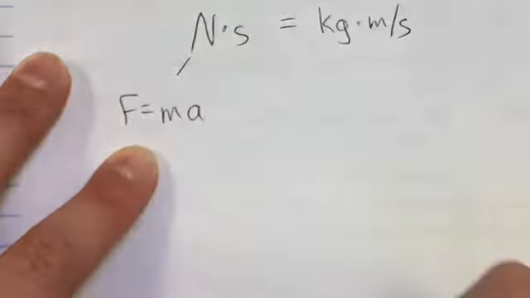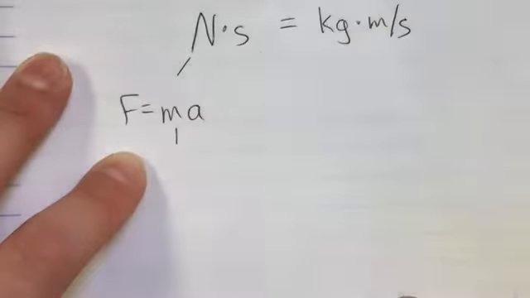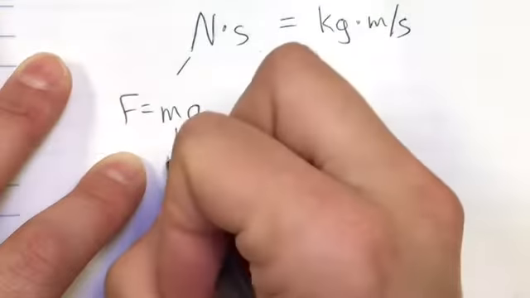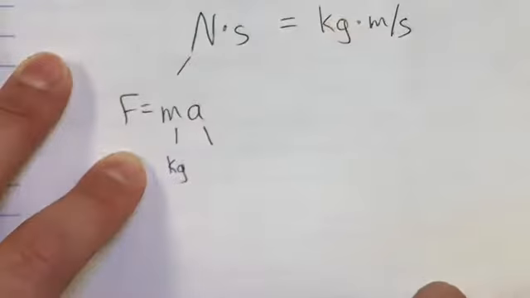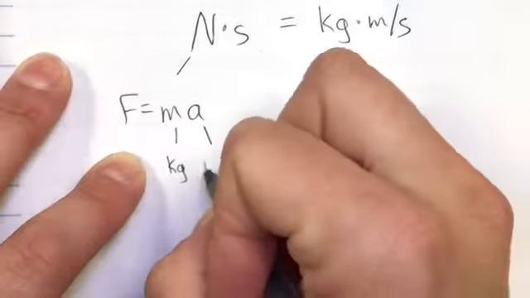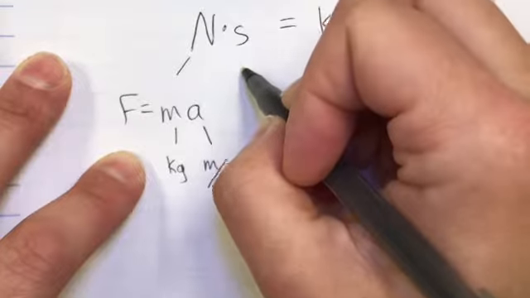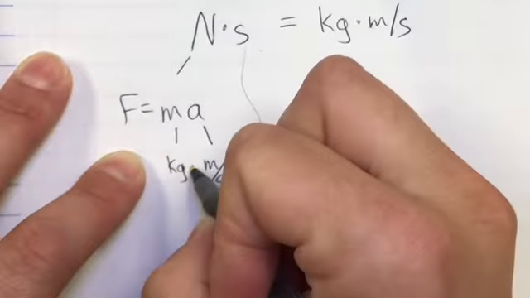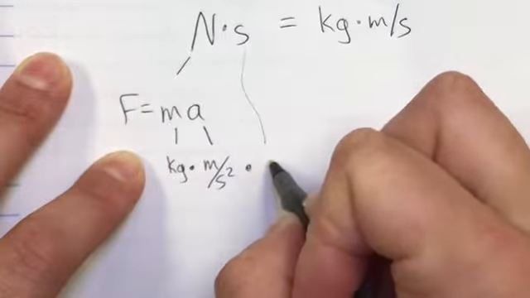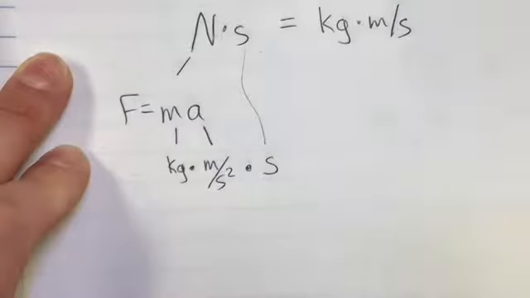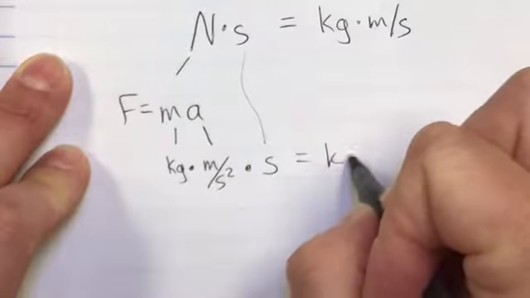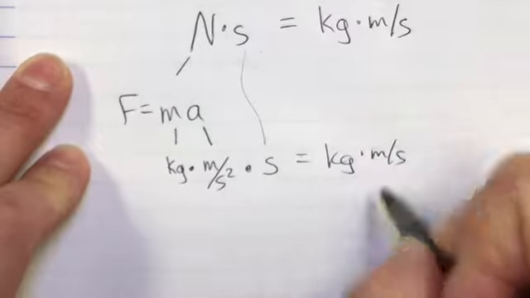Mass times acceleration. All right. What are my units for mass? Kilograms. What are my units for acceleration? Meters per second squared. And now I'm going to bring this seconds down here. So kilograms times meters per second squared times seconds, all right, is equal to kilograms times meters per second.